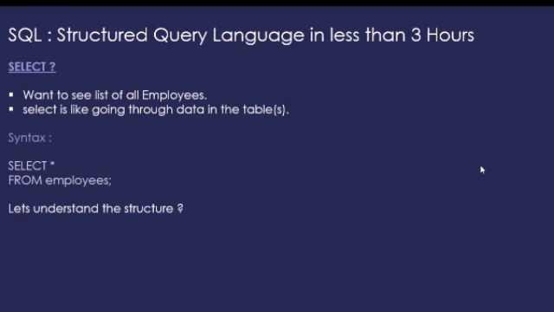Now let's understand the structure here. Select tells the MySQL server that we want to see the data present in one of the tables. Star tells that we want to see all the fields of that table, and from employees tells that we want to see all the details, that is all the fields, from table employees. Now let's see how we can do that through the MySQL interface.